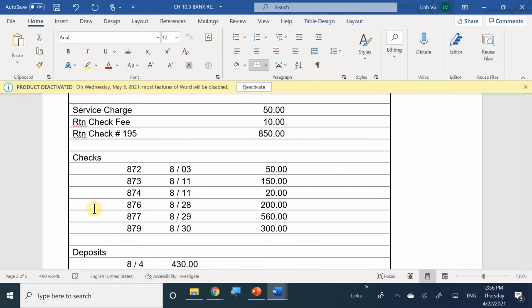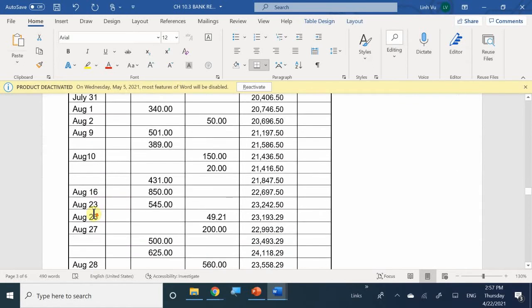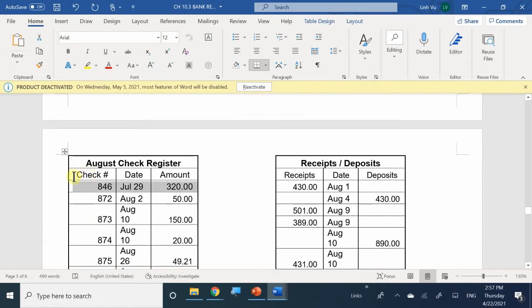Okay. Here, what else? We got 872, 873, 874, 875, 877, 879. Oh, we have way more checks than you said. 878, yes. We're missing way more than 3. In this case, we have 2, 4, 6 checks that cleared. But how many checks did I actually write? So I'm missing 4.